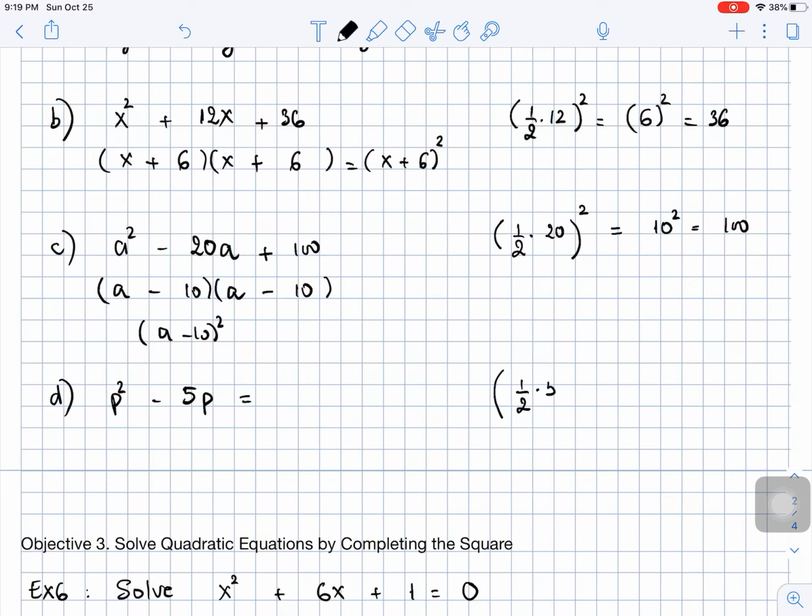We're going to factor a squared minus 20a plus 100. We're going to do a and a, 10 and 10, and then minus and minus. Then we can write a minus 10 squared.